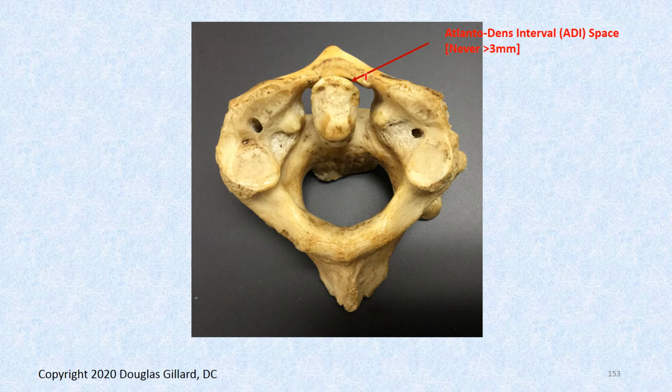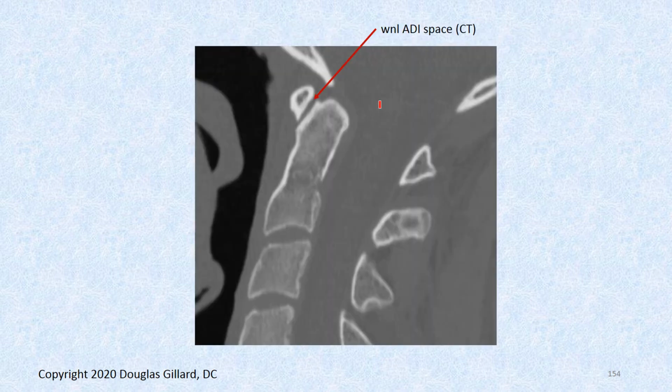Okay, so here's a picture. You can see it's pretty snug. There's not any separation of this at all. There's that dens again. That's a CT cut through there, and it looks real good. There's no separation.